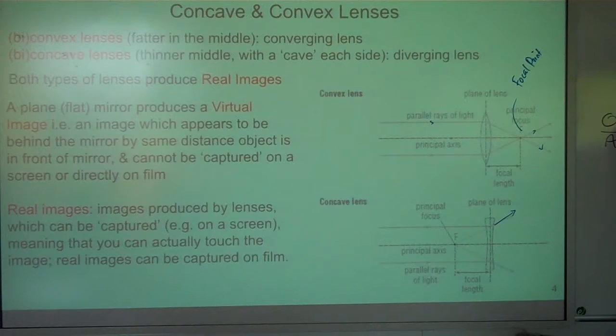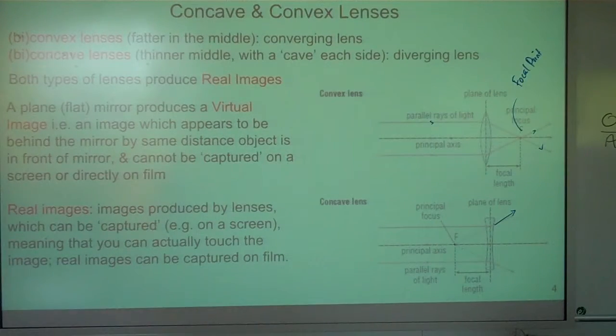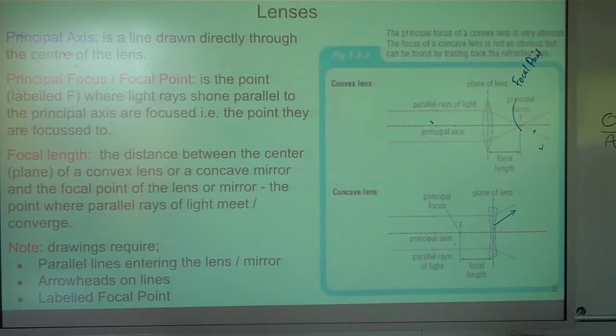If I'm outside the focal point, it's about here, and those trees are miles away. If I'm outside the focal point, the image is smaller and flipped upside down and flipped left to right. Okay, so that's, we'll cover that in a second. But that's what a real image looks like.